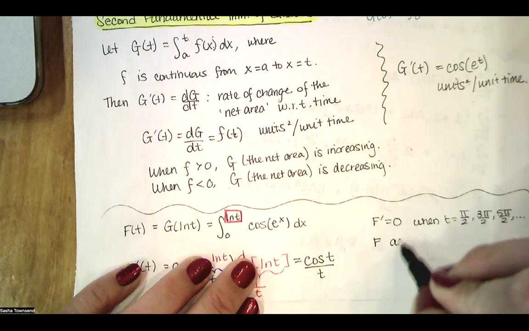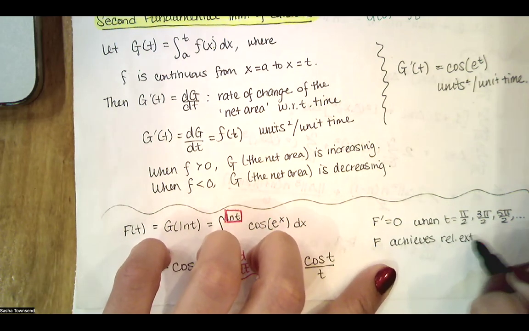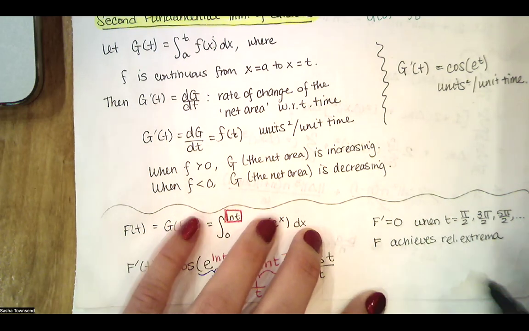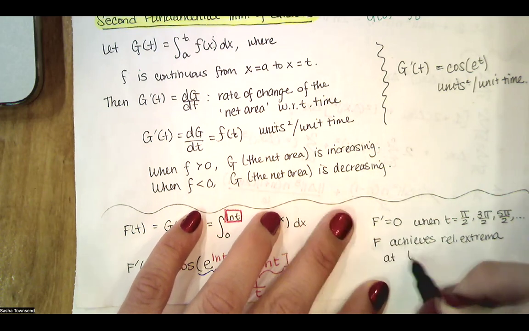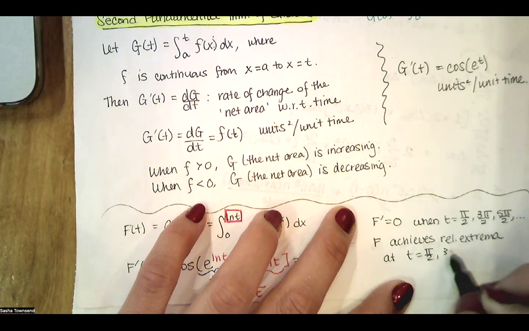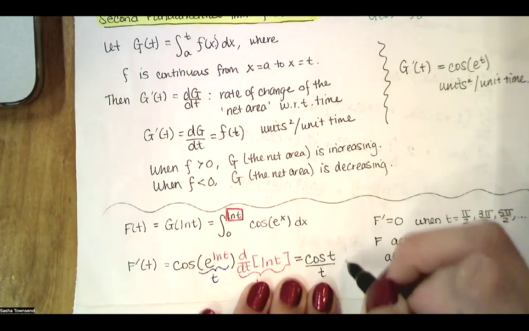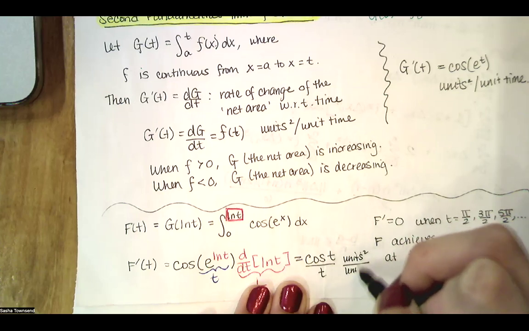It's a relative max, then a relative min, then a relative max, then a relative min, and so on. So f achieves, let's say, relative extrema at evenly spaced time intervals, t equals pi over 2, 3 pi over 2, 5 pi over 2, and so on. And how do we interpret that? Well, this is the change in area, some number of units squared, with respect to time.